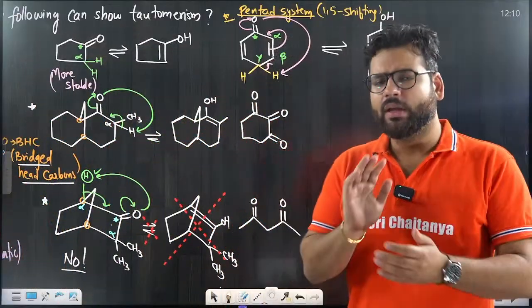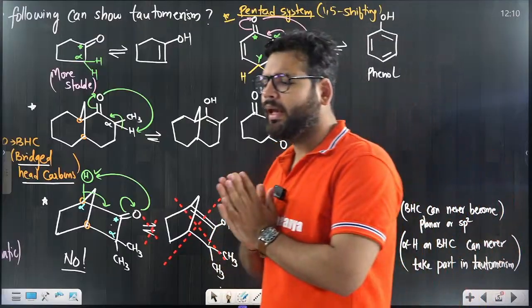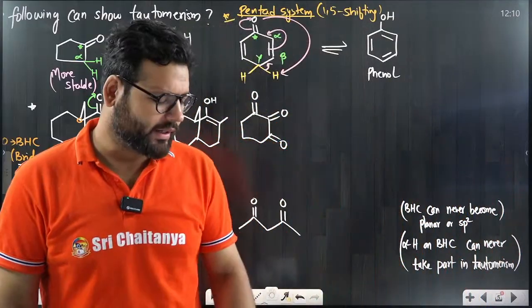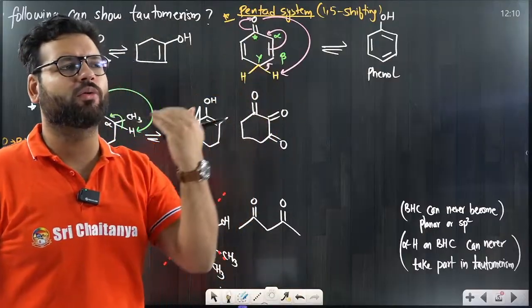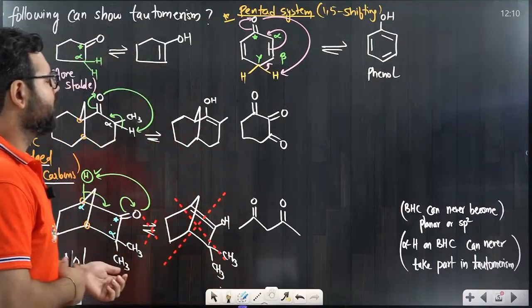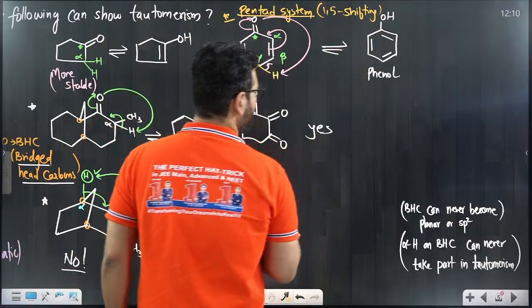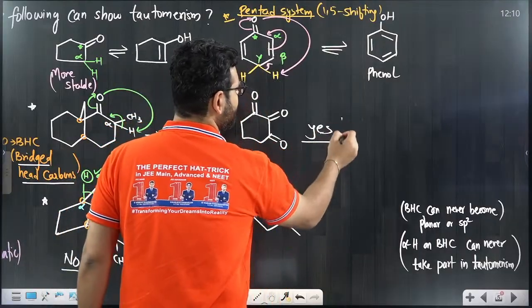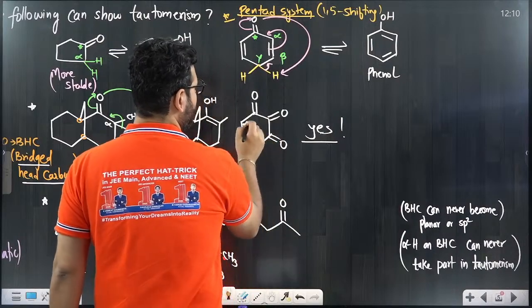One exception was bridgehead alpha carbons cannot show tautomerism, and the second one is pentad shift is possible when alpha is sp2. Then go and check gamma. Can the next one show? Answer is yes, sir, it can show. I'm not drawing it, but you can just see here. This is alpha carbon carrying hydrogen. So this can show. This can also show.